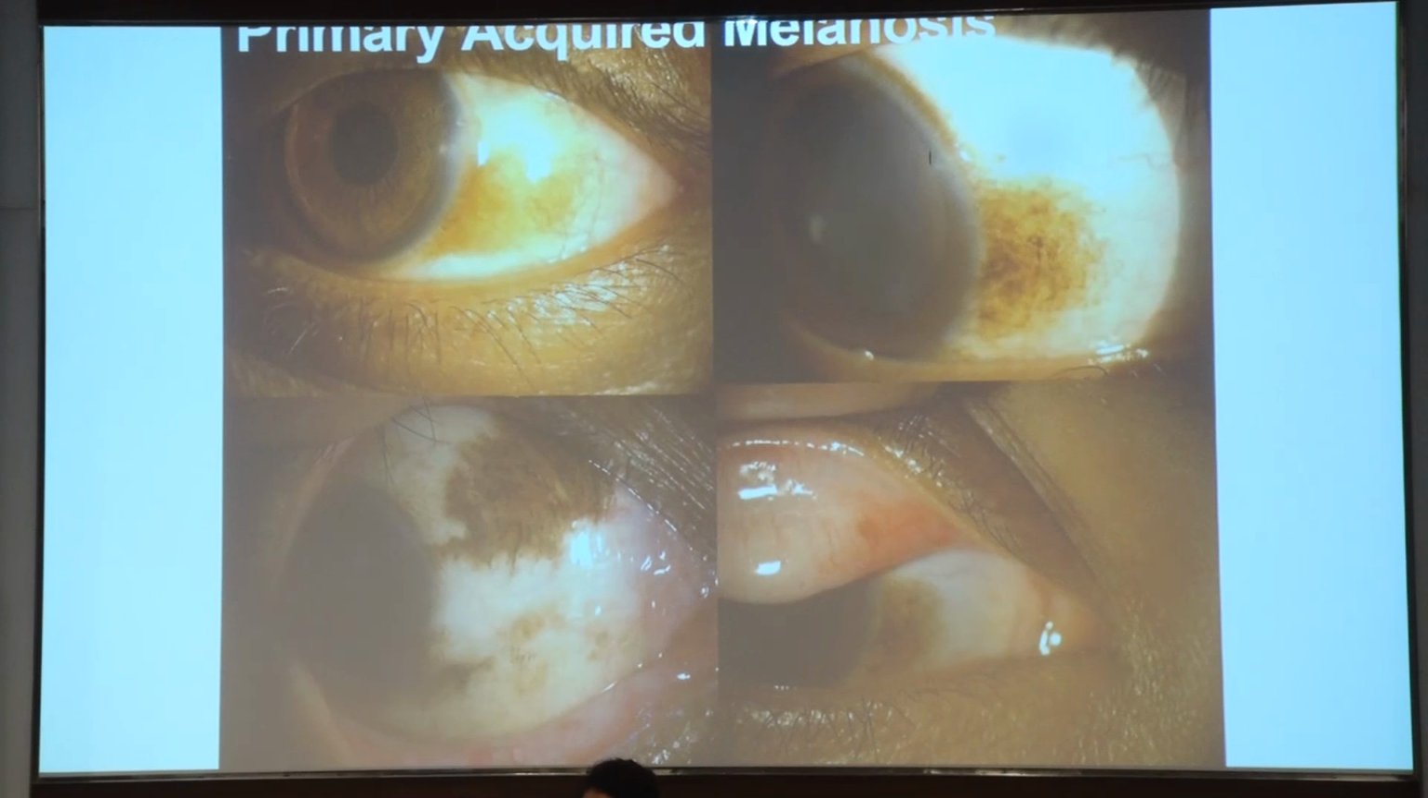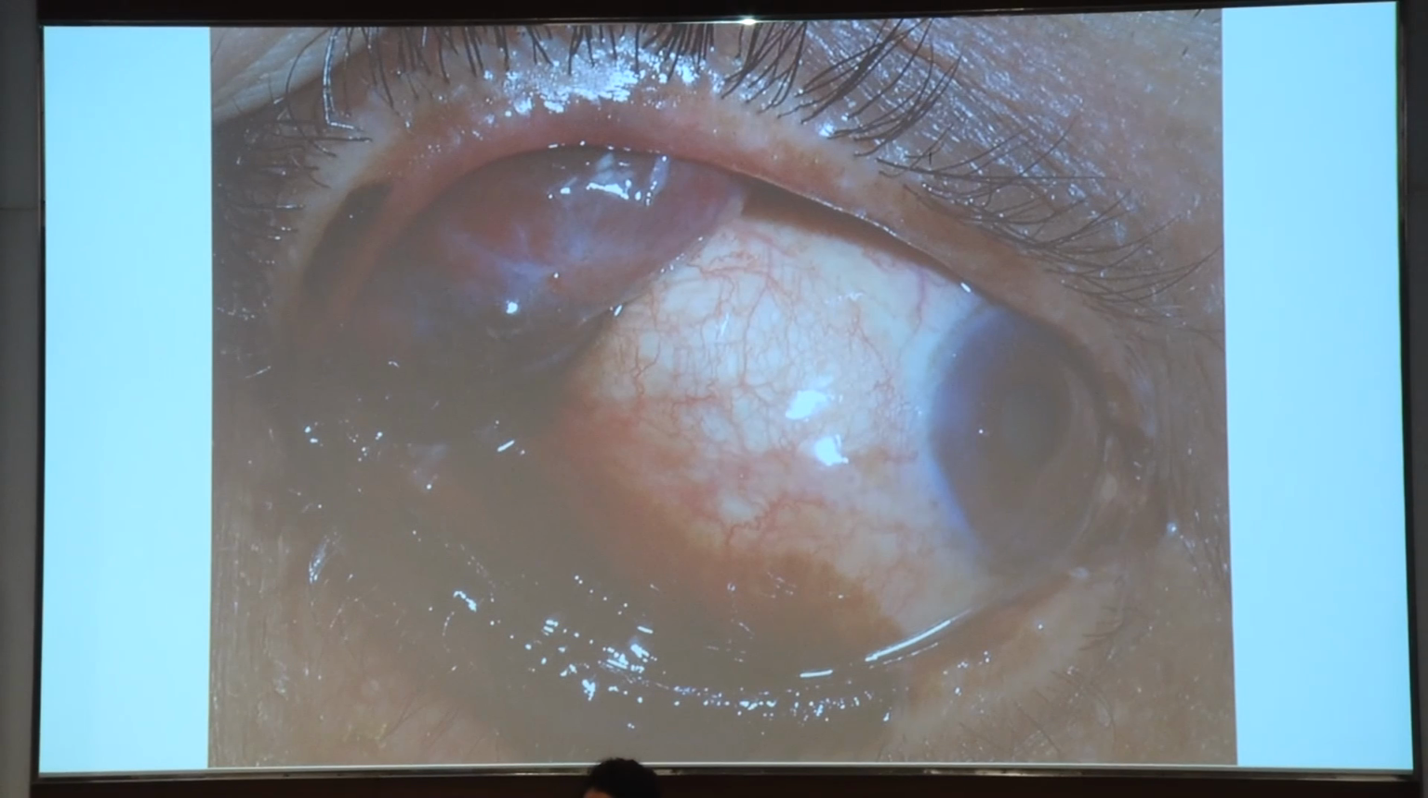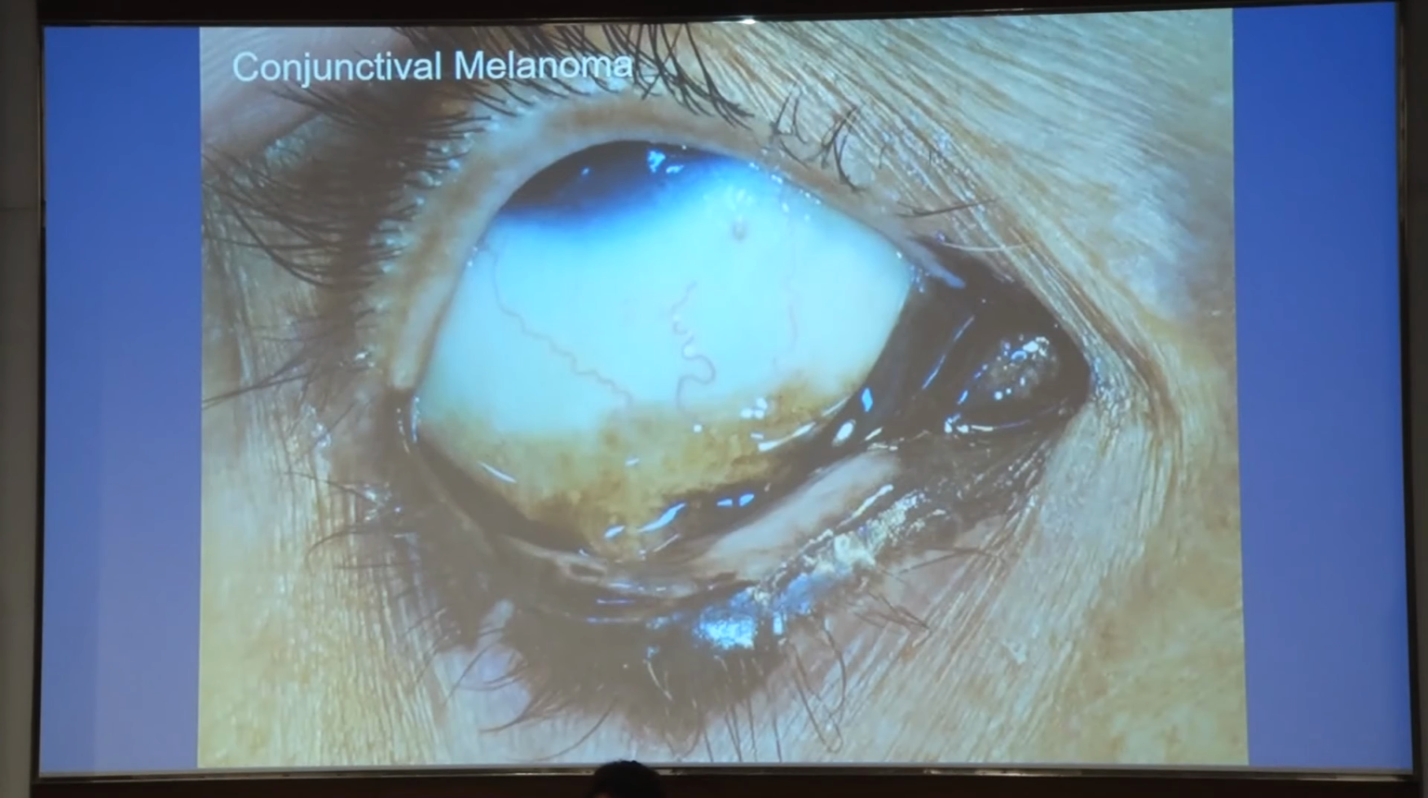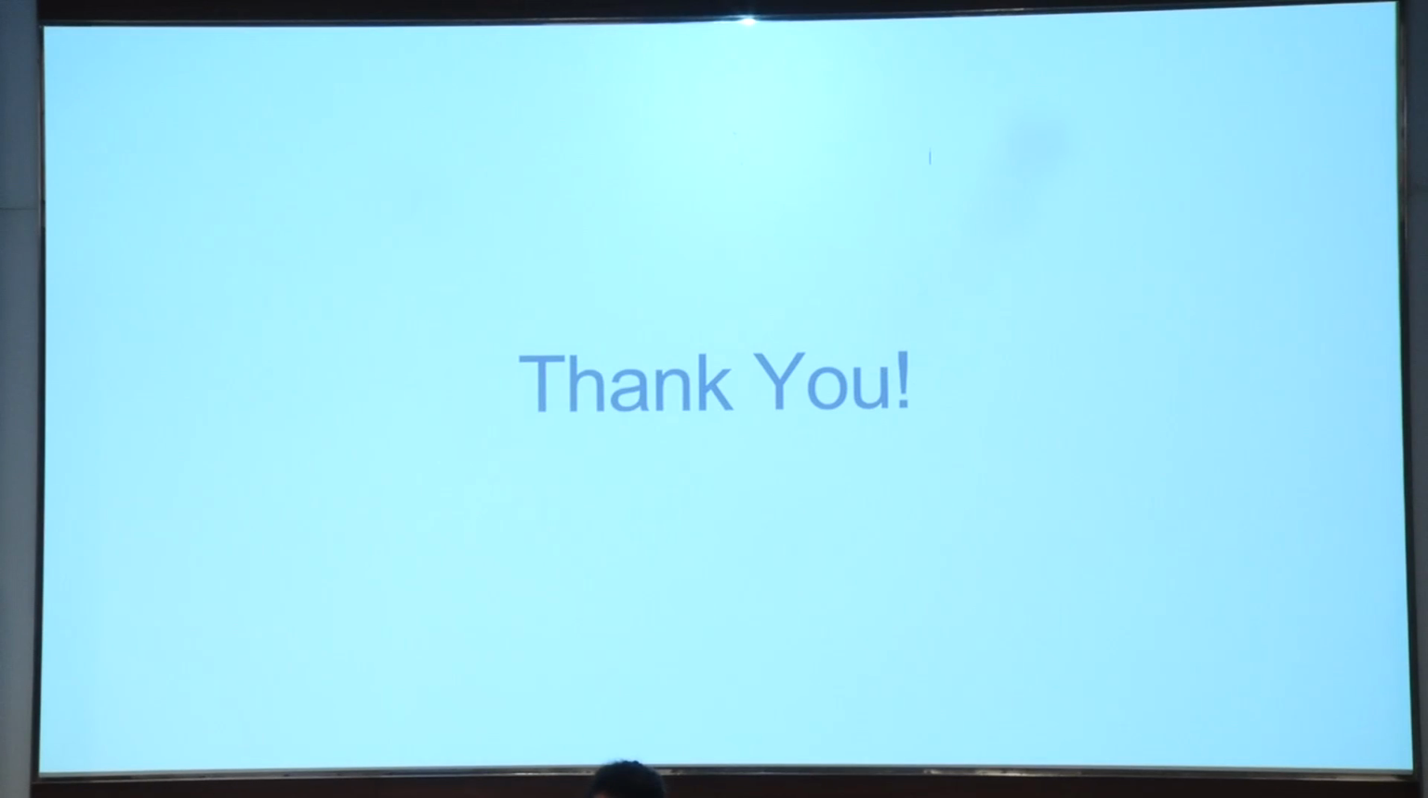This is primary acquired melanosis, which is an irregular diffuse pigmentation of the conjunctiva, and it can be with or without atypia. If it's with atypia, there are high chances of having a melanoma like this. So this is basically a melanoma which developed from a pre-existing PAM. Most of the melanomas develop from pre-existing PAMs with atypia. So these are just the cases which we saw earlier in the day also, and some of them are fresh.